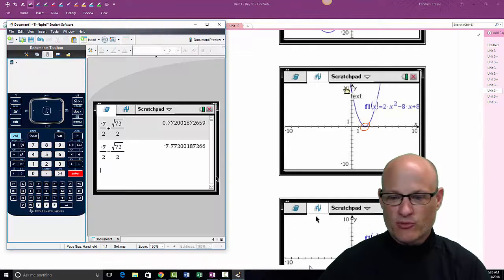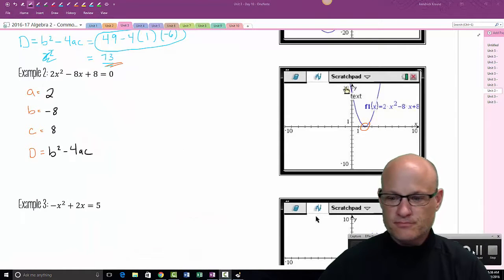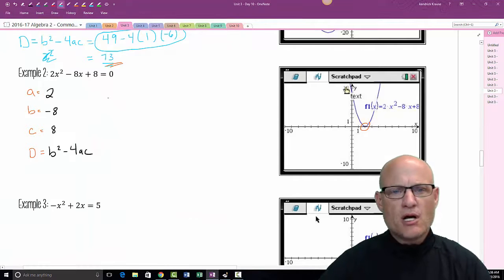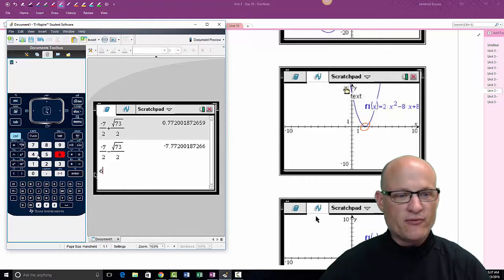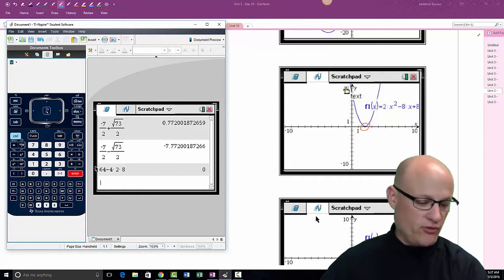And now we're going to plug all those numbers in. All right, so let's plug these numbers in. Now, you're going to write down 64, because that's what negative 8 squared is. Negative 8 times negative 8 is 64, minus 4 times 2 times 8. We're going to type that in. You should probably already see that it's 64 minus 4 times 2 times 8, and we get 0.